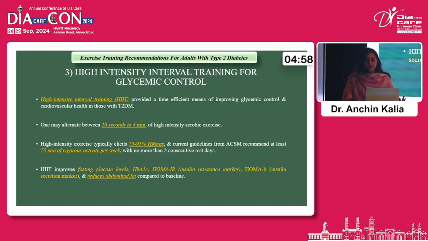So what do we do in HIIT? You do it from between 10 seconds to 4 minutes. So you have 10 seconds on and 12 seconds off, or you can increase up to 4 minutes on and 5 minutes off. So this is about high intensity interval training. In this, your heart rate should be around 75 to 95% of the maximum. Okay, so high intensity definitely improved fasting glucose, HbA1c, HOMA-IR, and reduced abdominal fat from the waistline.